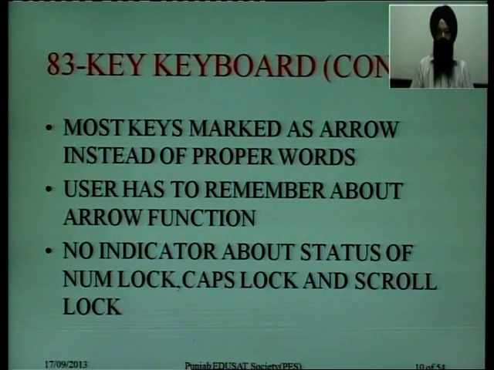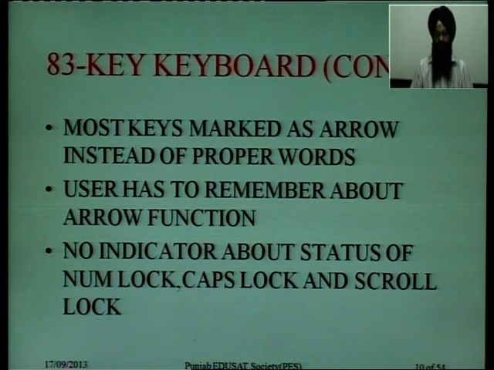Also, most keys were marked with arrows instead of proper words. On some keys like the enter key, there was no word "enter" written on it, and the backspace was also a back arrow. The tab key or the shift key was also marked with an up arrow. So the user has to remember the arrow symbols.